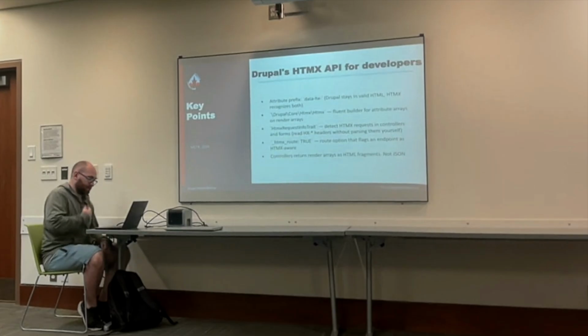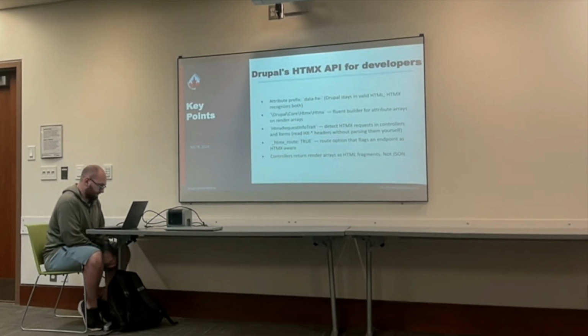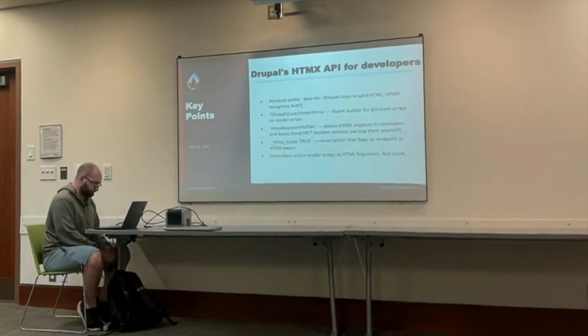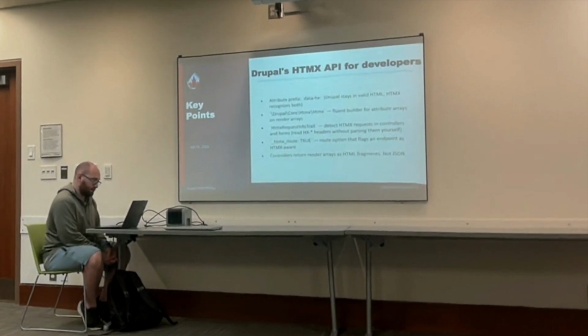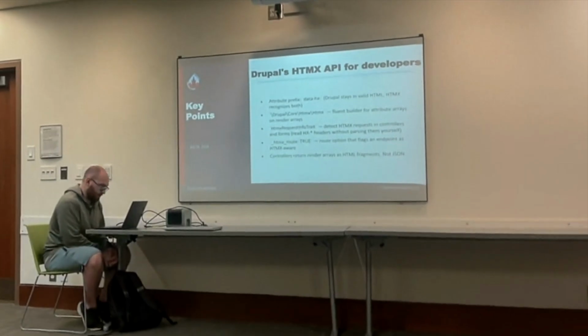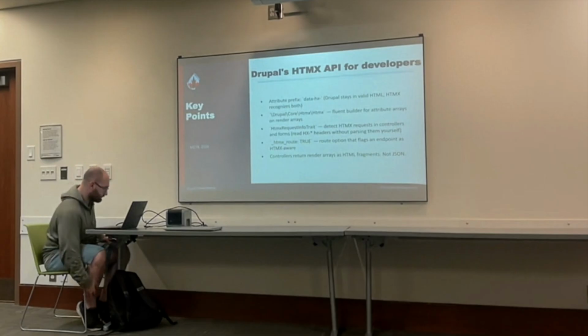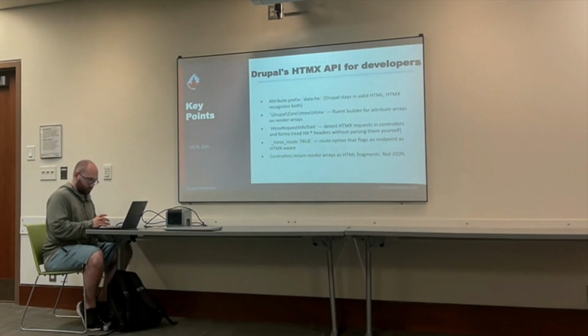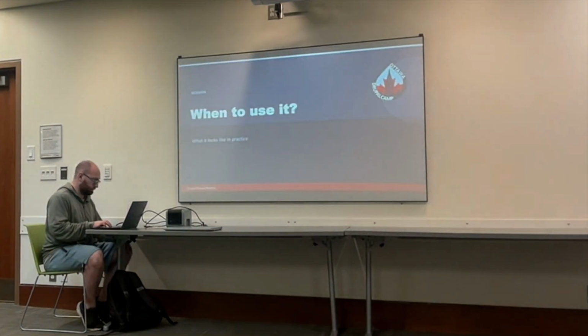The Drupal HTMX API for developers. The attributes prefix is data-hx, so Drupal stays in valid HTML. HTMX recognizes both. And then we have an HTMX class, which is a fluent builder for attribute arrays and render arrays. The HTMX request infiltrator detects HTMX requests in controllers and forms and reads HX headers without you parsing them yourself. And then the _htmx route option flags an endpoint as HTMX-aware. Controllers return render arrays as HTML fragments and not JSON, and we have an example of that a little later. So, when to use it?